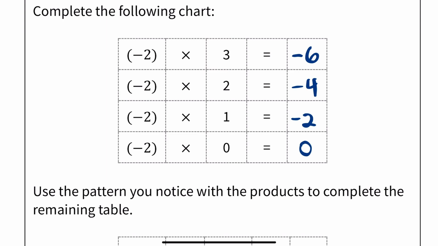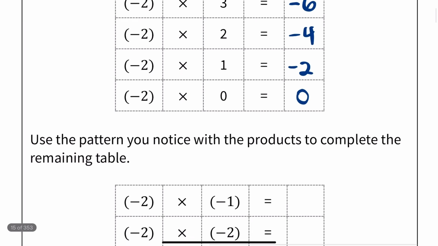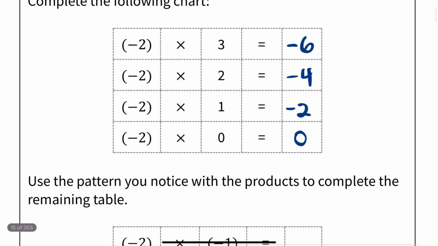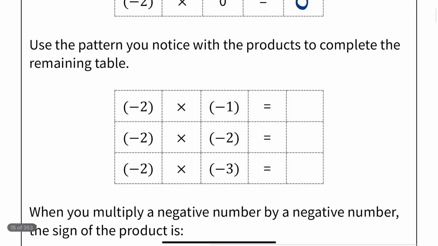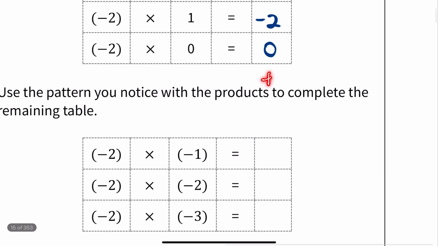Now look at the pattern. -6 to -4 is increasing by 2. -4 to -2 is increasing by 2. -2 to 0 is increasing by 2, all adding 2, adding 2, adding 2. So if I were to continue the pattern, so from 3 to 2 to 1 to 0, the next number in the pattern is -1. And the product is going to go up by 2, and that will become +2.